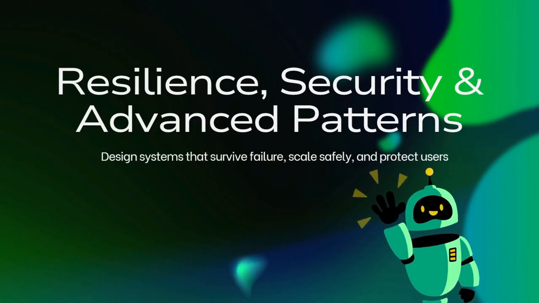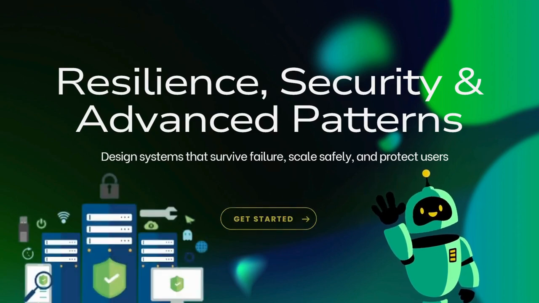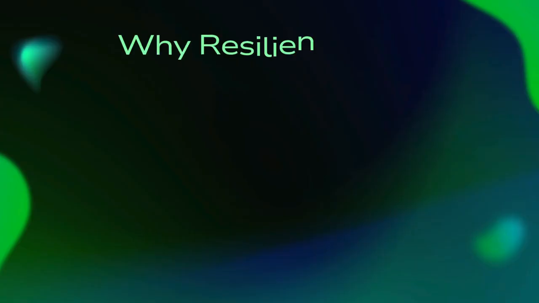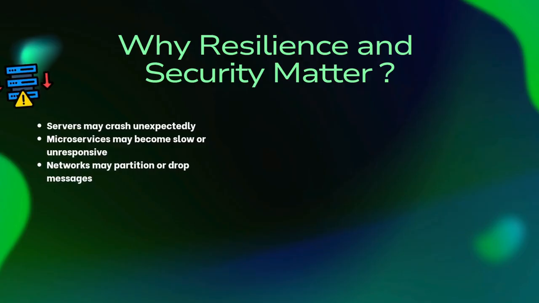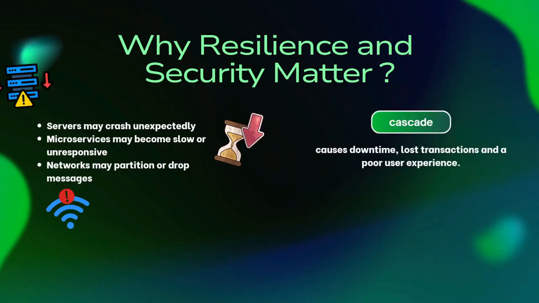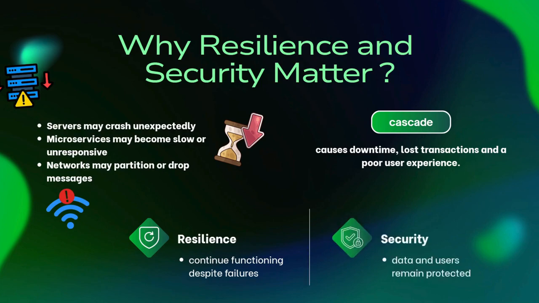Today, in the final video of this series, we'll explore the advanced patterns and practices that make this possible. So why does resilience and security matter? It's because failures are inevitable. Servers may crash unexpectedly, microservices become slow or unresponsive, networks may partition or drop messages. Without proper design, these failures cascade, causing downtime, lost transactions, and a poor user experience. Resilience ensures systems continue to function despite failures, while security ensures that data and users remain protected.